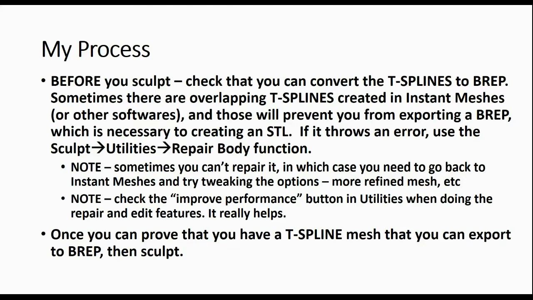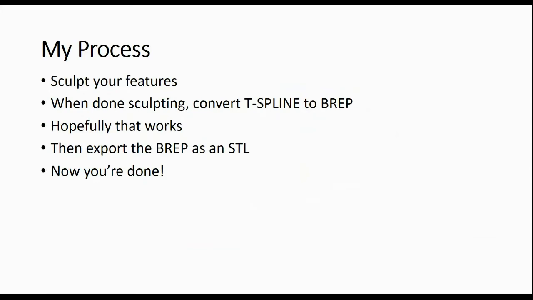That really helps. Once you've verified that you can export that T-spline into a B-rep, then you can go ahead and sculpt. And you want to sculpt those features. When you're done, then convert it from T-spline to B-rep. Hopefully it won't throw any errors because you've already cleaned up those overlapping T-splines. And then export the B-rep as an STL, and now you can 3D print it or slice it in a variety of other manners. So we're going to go through all the processes right now.